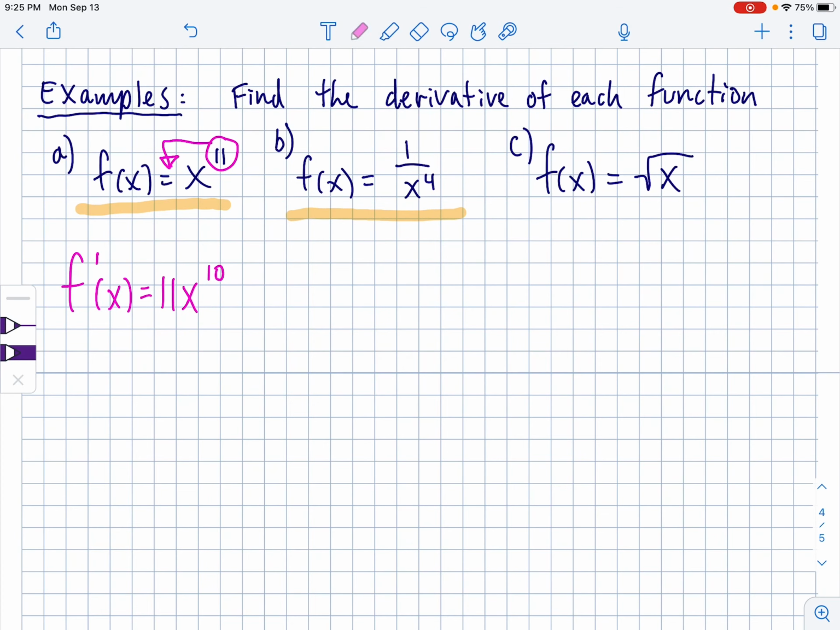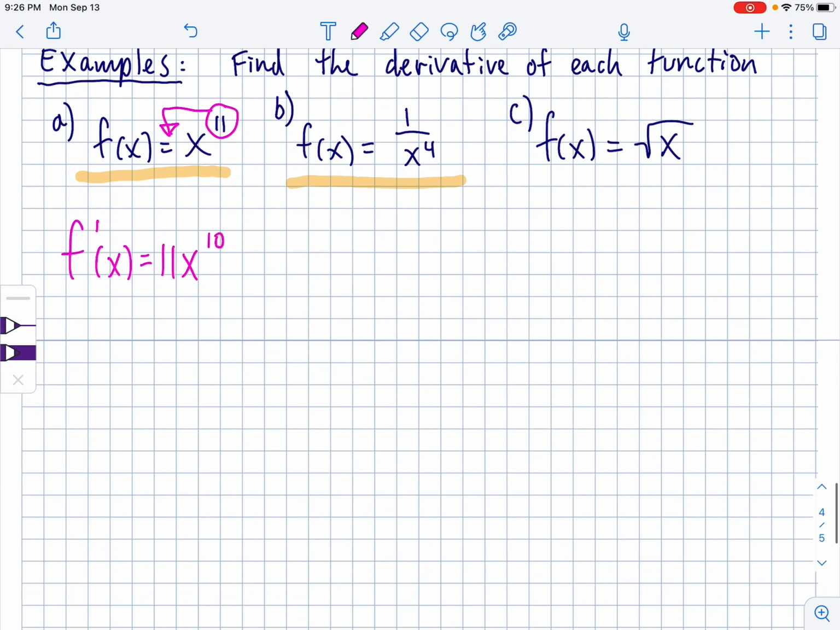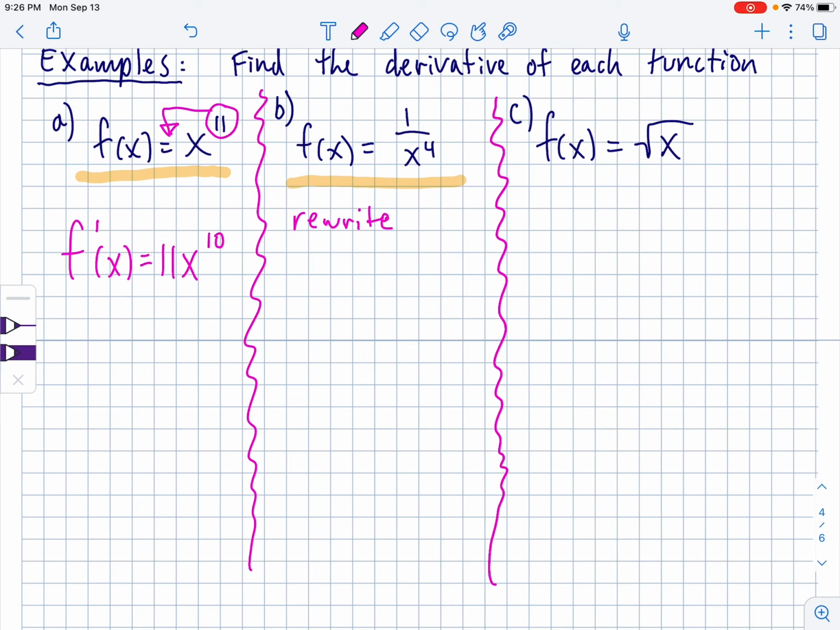This next one is almost ready to take the derivative, but it's not in the form of x to the something. So we got to do a rewrite. So the rewrite is that f of x is, you got to bring that power back upstairs and make it negative. Then you can do the old pop and drop, where you pop this guy out in front and then drop it down 1. So f prime of x is equal to negative 4.